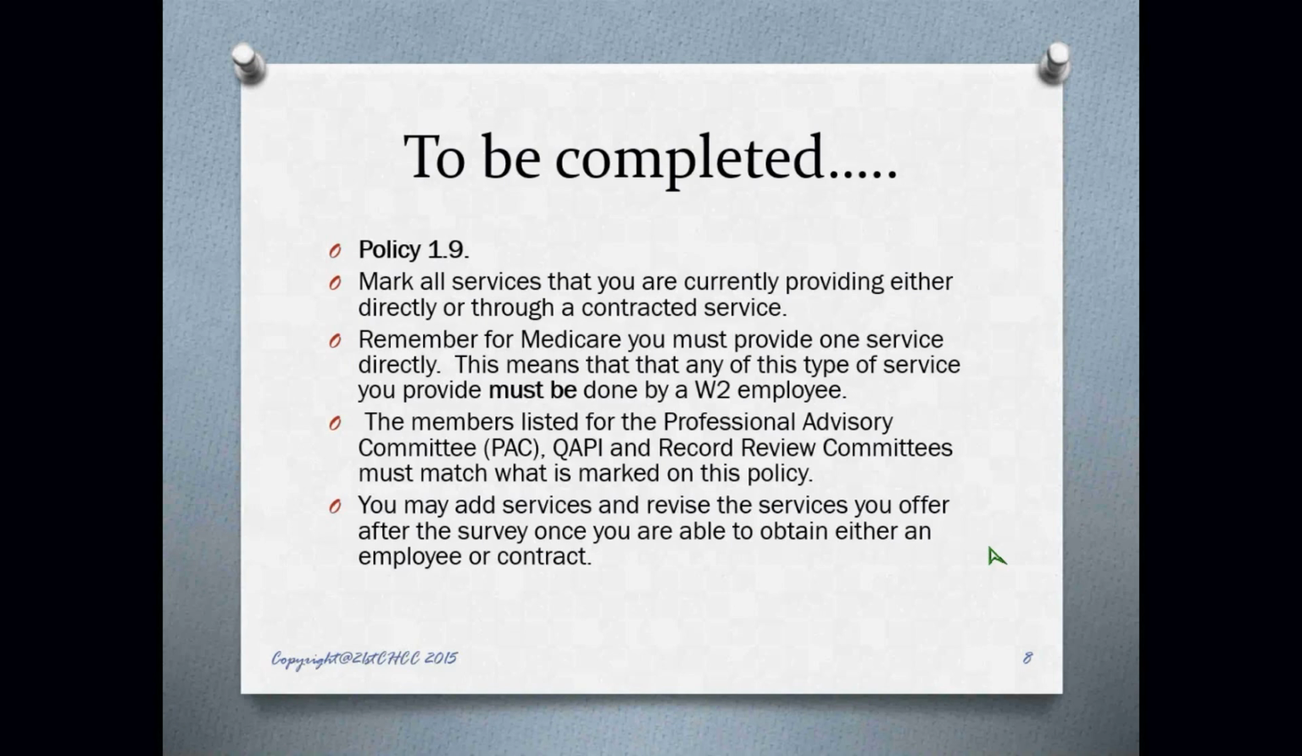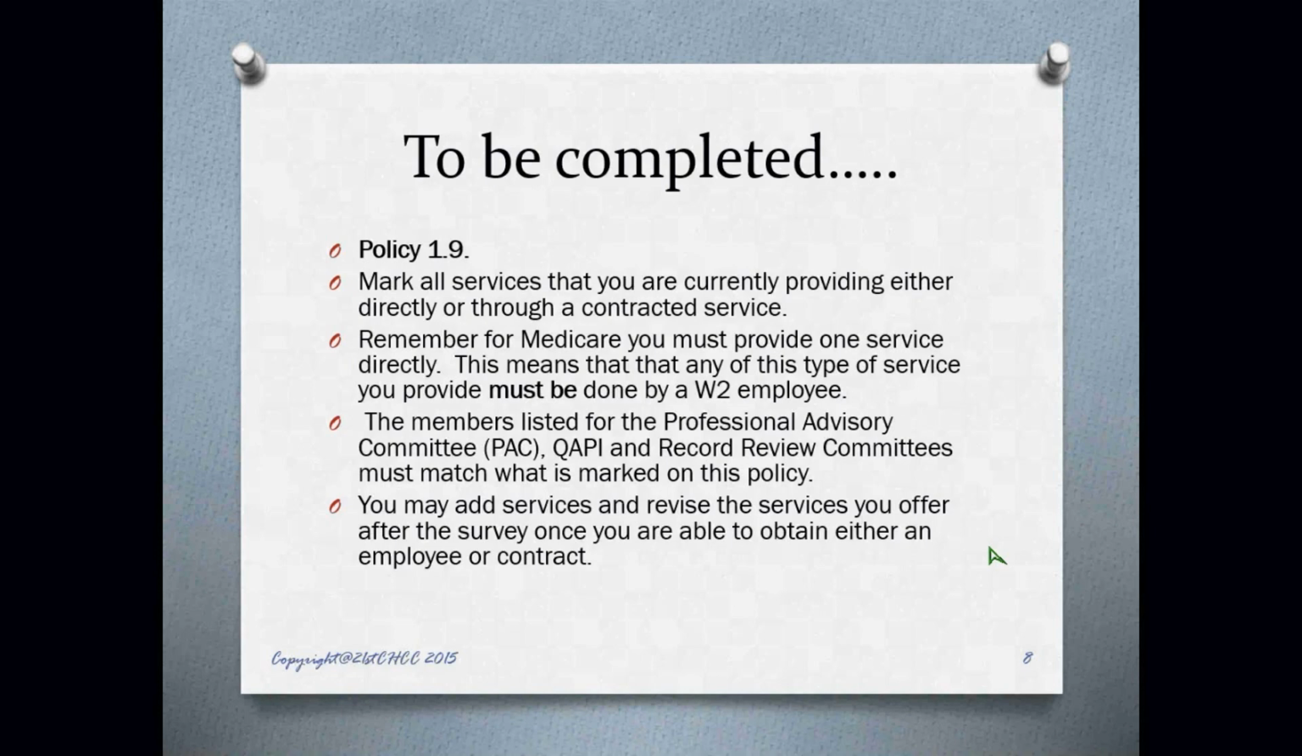This is the policy regarding the services that you're going to provide. And this one is really important that it matches exactly what you're going to tell the surveyor, the types of services you're going to provide. Under Medicare, you have to provide at least one service directly to be able to qualify for a Medicare certification. So that one service means that those services have to be done by a W-2 employee. It can't be an independent contractor. It can't be a contracted therapy company.